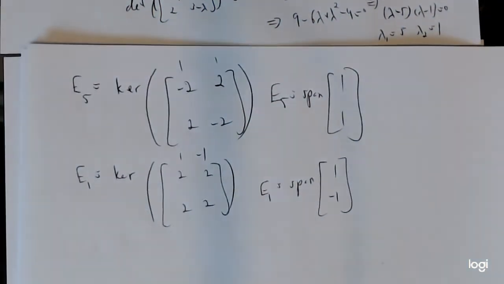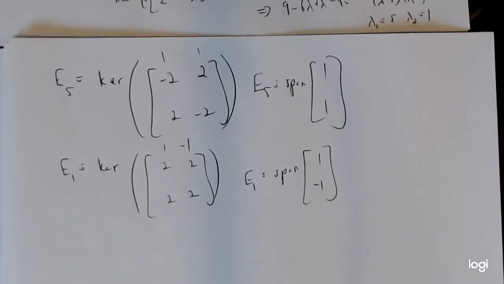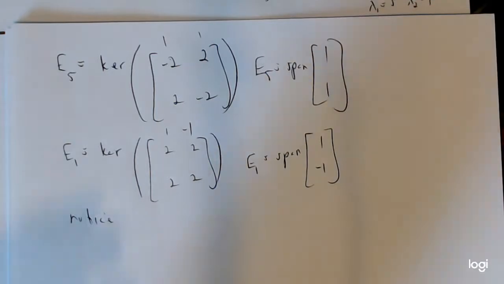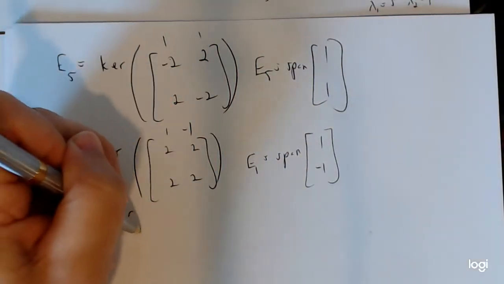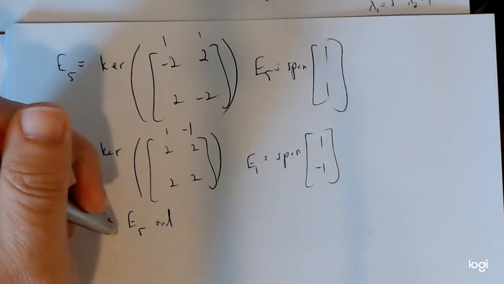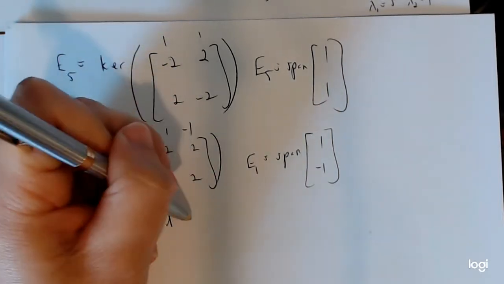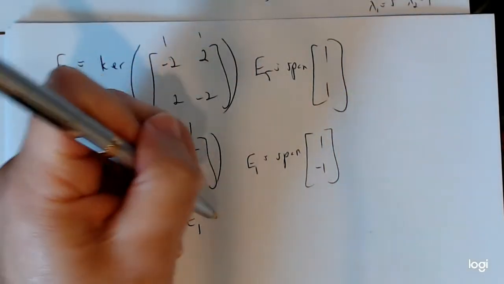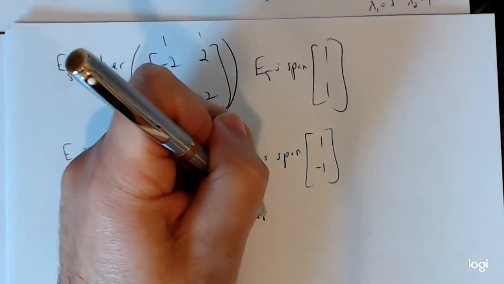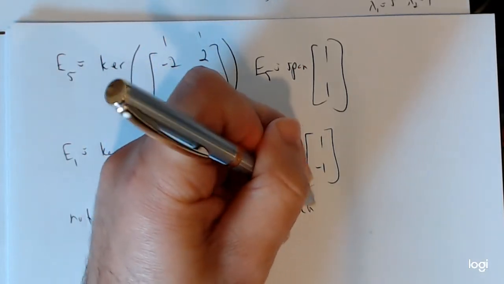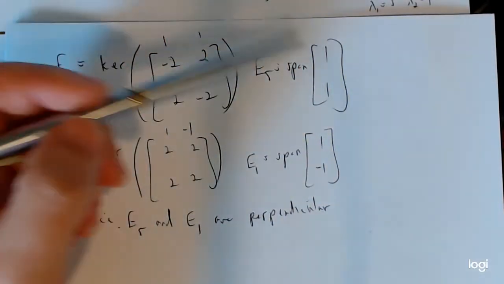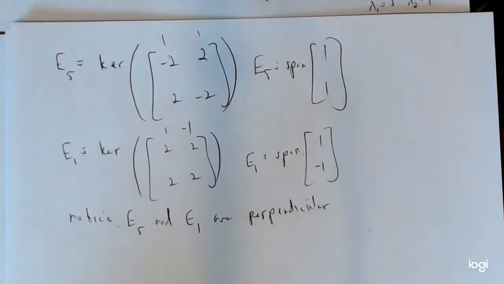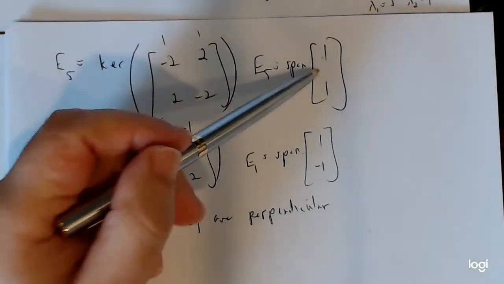Okay, so now we're going to notice something really nice happening here. Notice that E sub 5, the eigenspace of 5, and the eigenspace of 1, are perpendicular. And sure enough, look at how they're perpendicular. Dot them together. What's 1, 1 dotted with 1, negative 1? It becomes 0. So we noticed that these are linearly independent.